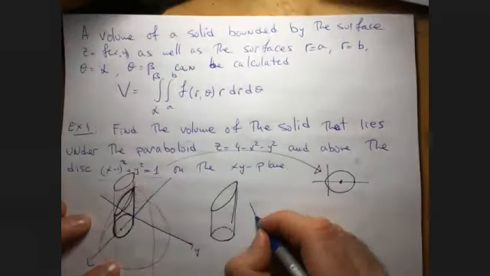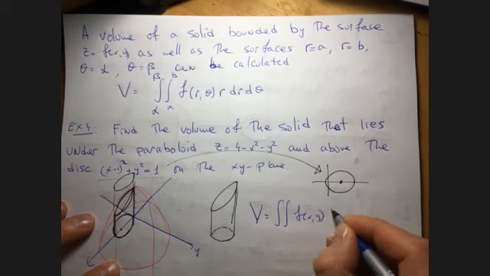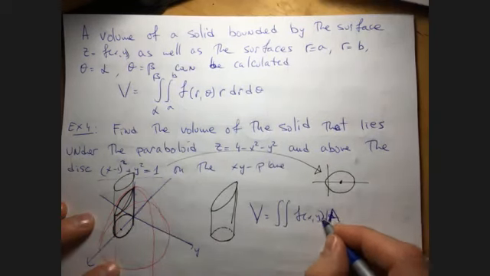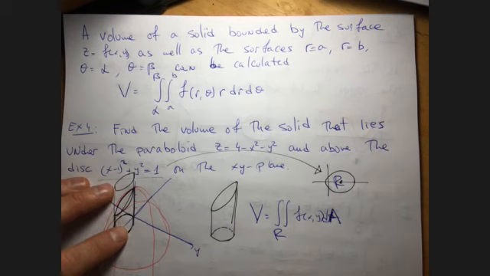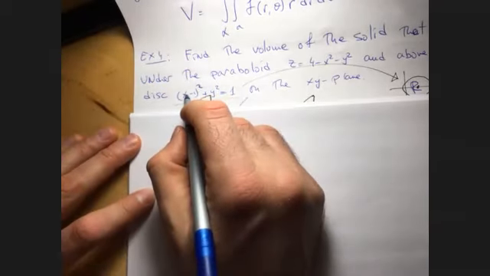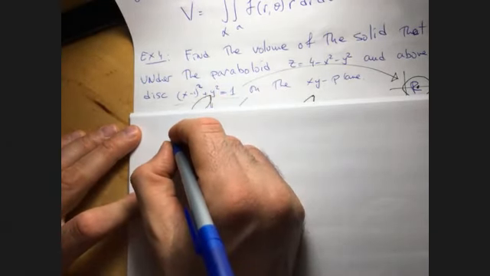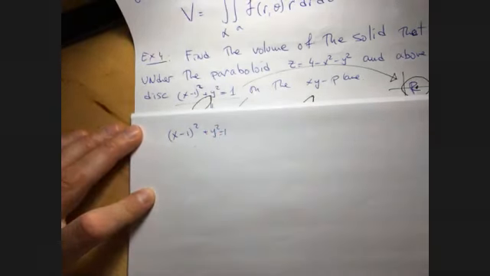That volume is going to be equal to the double integral of f of x, y dA over the region R. Well, this is the region R. So the question here is, how am I going to express this in polar coordinates? Let's see that. How is this circle going to look in polar coordinates? So this is (x minus 1) squared plus y squared is equal to 1, right?